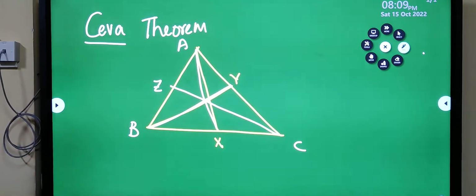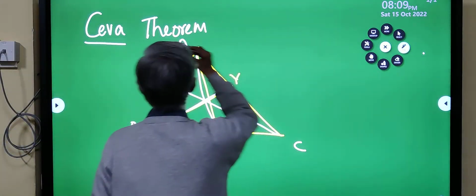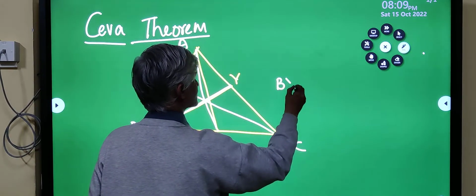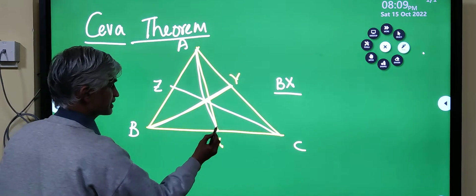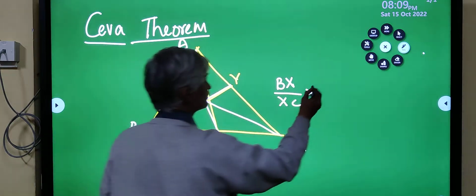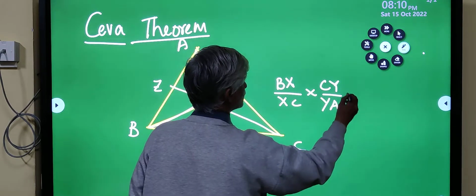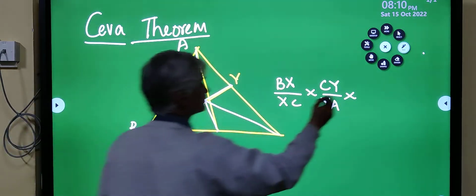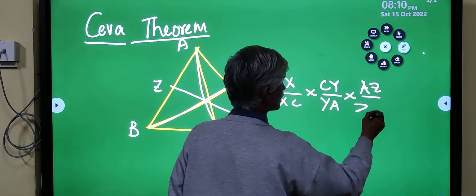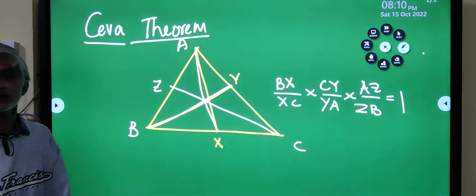Now what is the condition for the cevians to be concurrent? And I shall presently write it down. It is the so-called Ceva's theorem, and it goes like this. If BX divided by XC multiplied by CY divided by YA multiplied by AZ divided by ZB is equal to 1, then the cevians are concurrent.